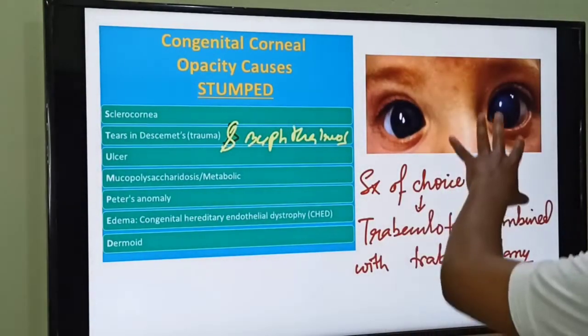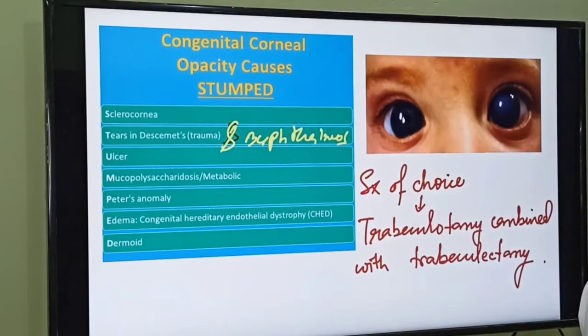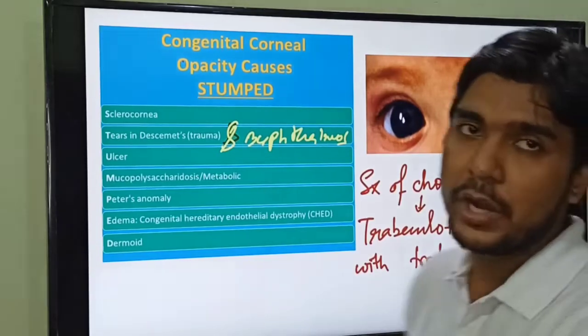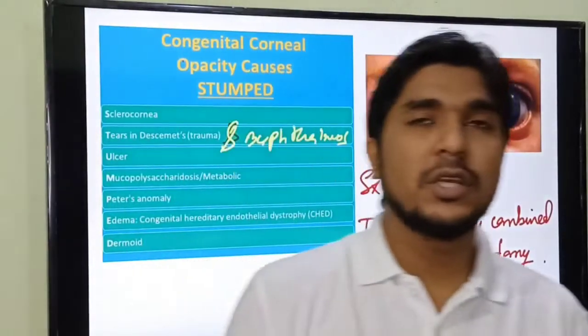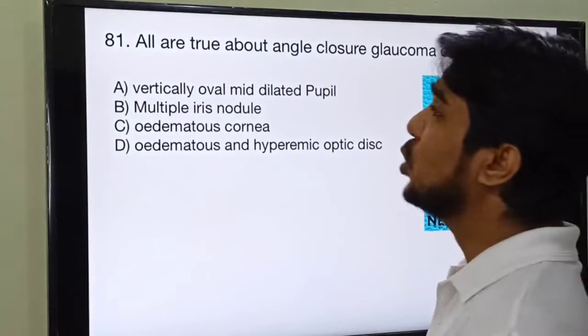Now they can give you a typical picture of buphthalmos. And remember, in the last NEET PG, this question was asked. So this is very important. Treatment of choice, trabeculectomy combined with trabeculotomy is the treatment of choice. Moving to the next question.